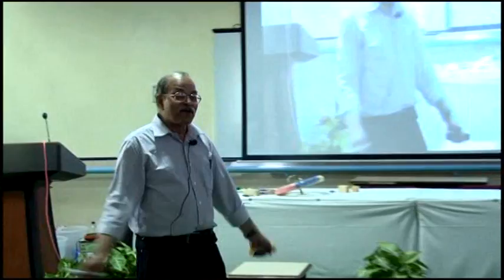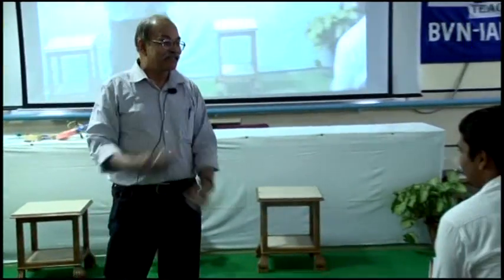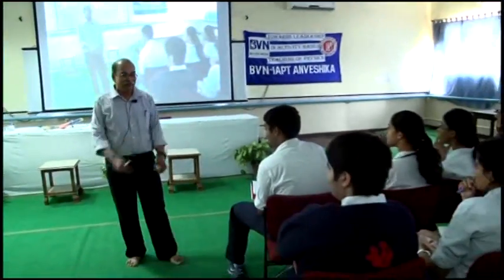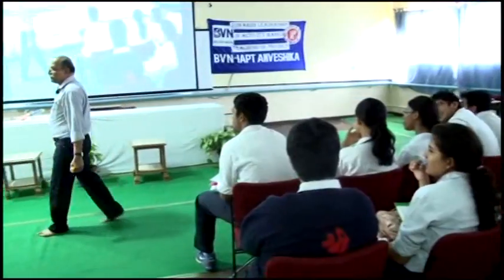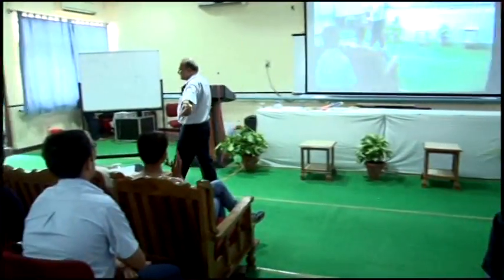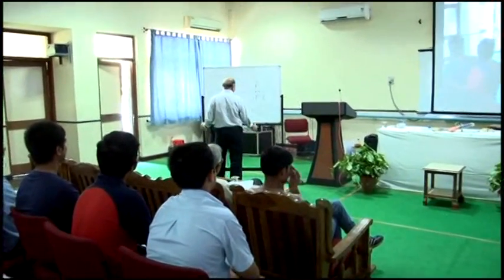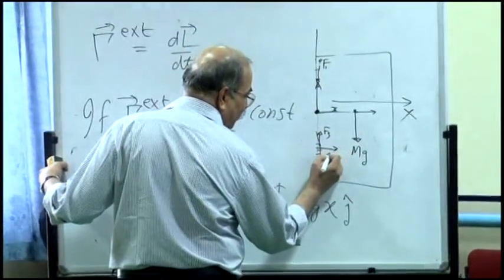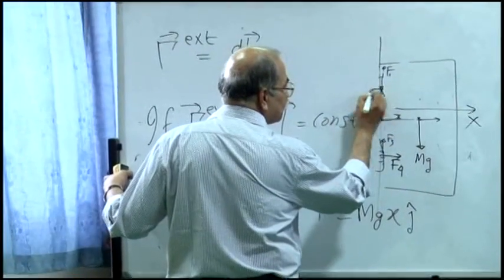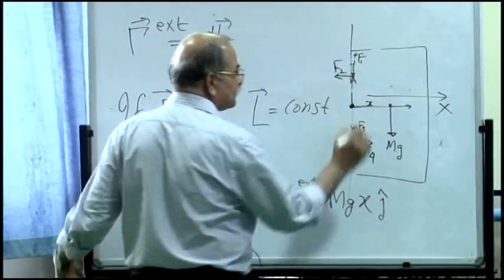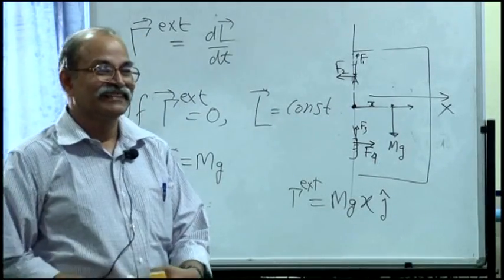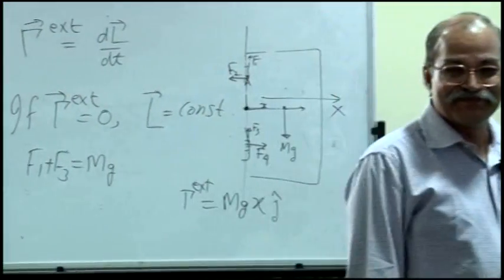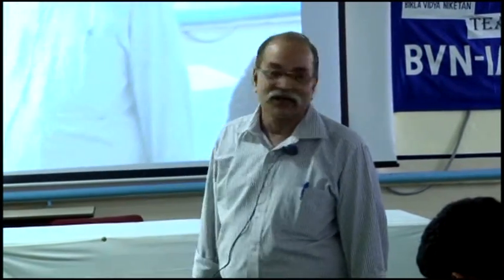Total external torque is not 0, but the angular acceleration is 0. It is in rotational equilibrium. How can that happen? Very simple. This F4 is here and this F2 is here. And F2 is equal to F4. So total force in x direction is 0. Total force in z direction is 0. And now you can calculate the torque.